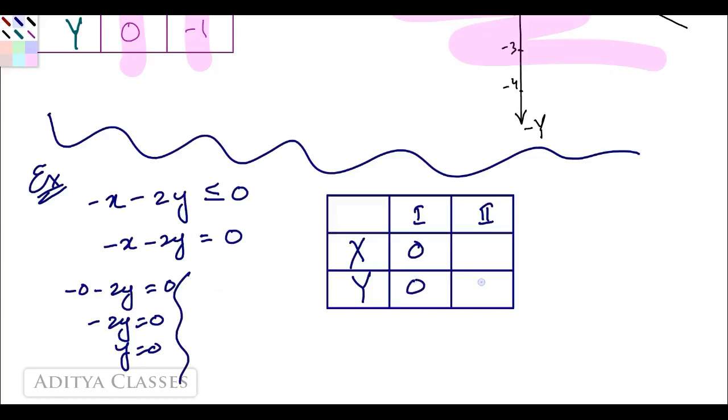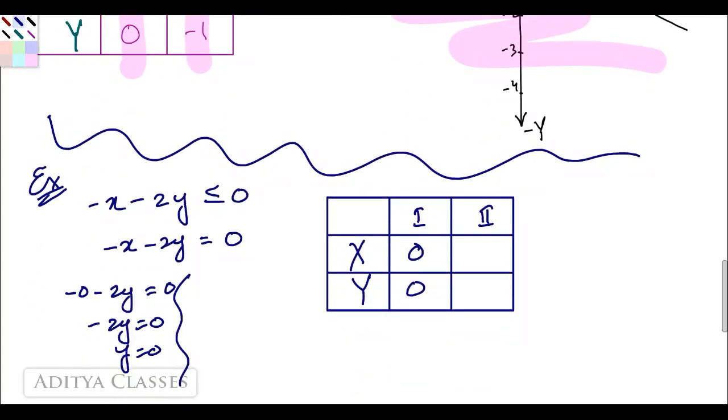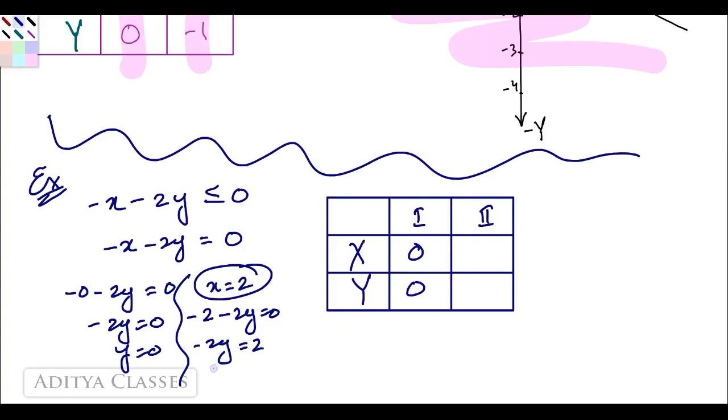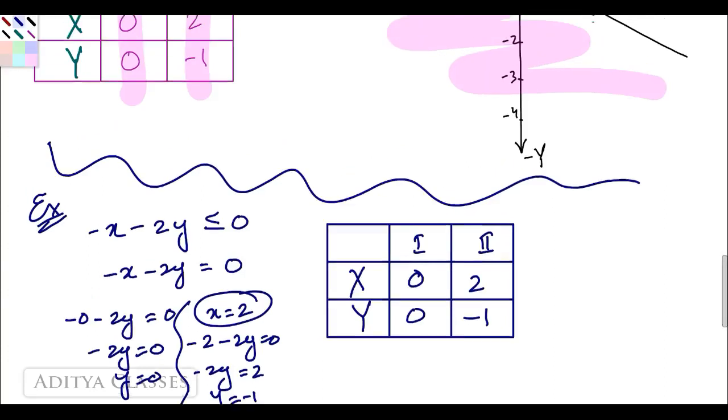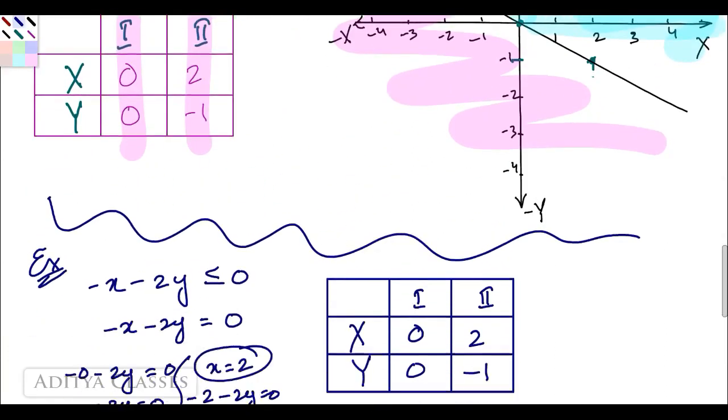In the second point, again we are stuck with the same situation as we had over here. So let me give x is equal to maybe 2. If I put x is equal to 2, then what happens here? We get minus, remember this is minus and x has been substituted as 2. So we get minus 2 minus 2y is equal to 0. So we get minus 2y is equal to 2, y is equal to minus 1. So when I tried giving x is equal to 2, I got y as minus 1. 2 and minus 1.